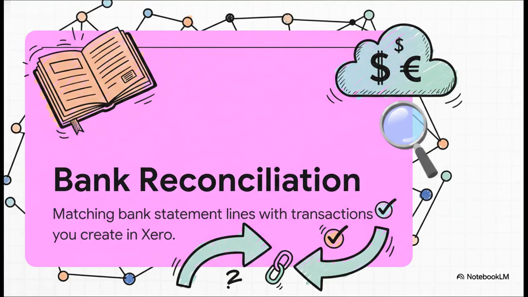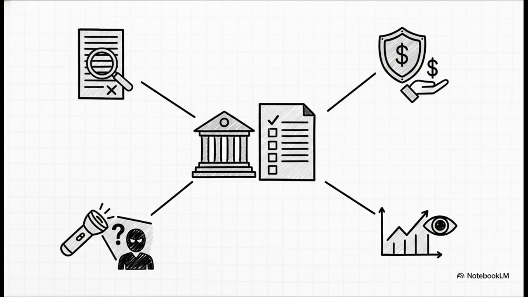As you can see here, bank reconciliation in Zero is pretty straightforward. It's the process of matching up the transactions on your bank statement with the transactions you've actually recorded in your accounting system. Think of it as checking your work against the bank's records to make sure everything lines up perfectly. And this isn't just busy work, it's an absolutely crucial control.